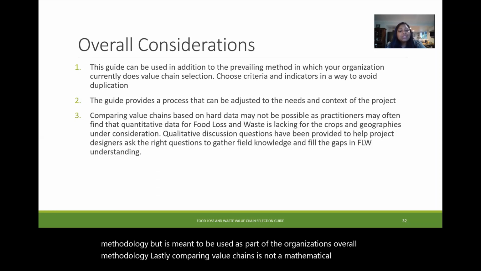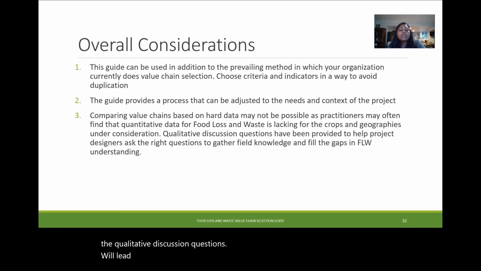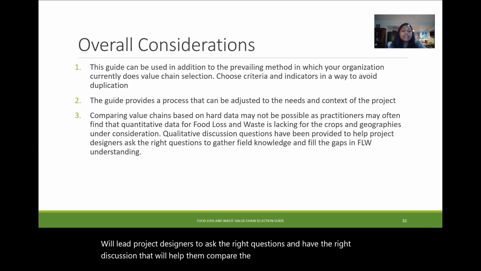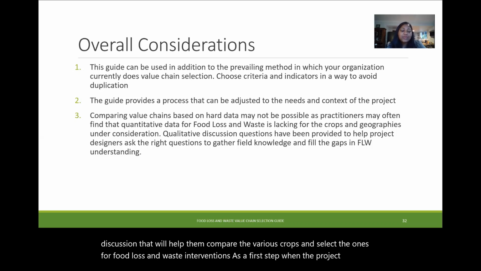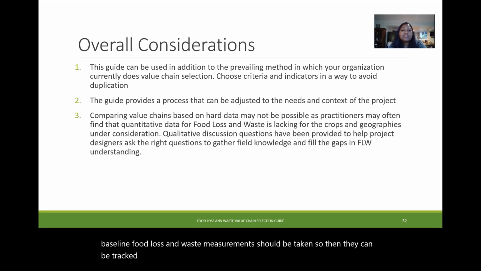Many times quantitative data will not be available. So in that case, we hope that the qualitative discussion questions will lead project designers to ask the right questions and have the right discussion that will help them compare the various crops and select the ones for food loss and waste interventions. As a first step, when the project does start, baseline food loss and waste measurements should be taken so they can be tracked as one of the key M&E for the project.